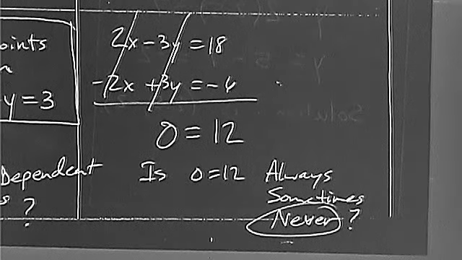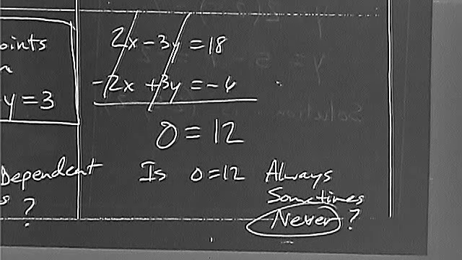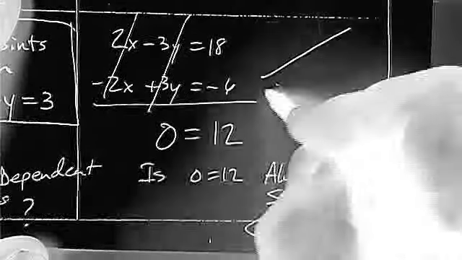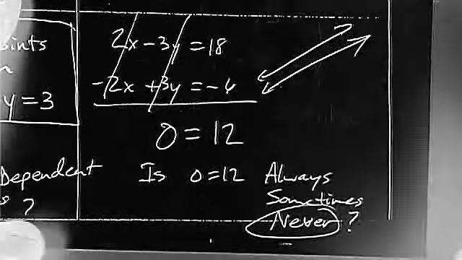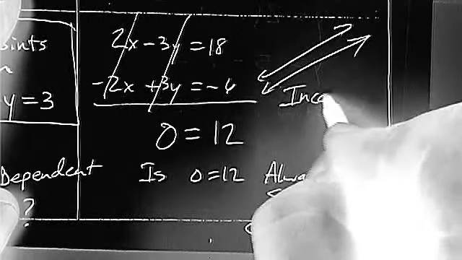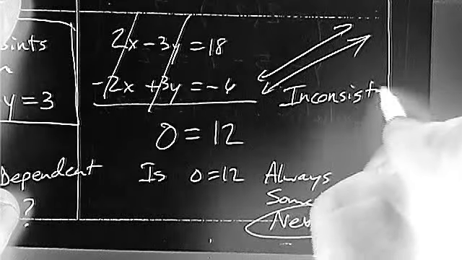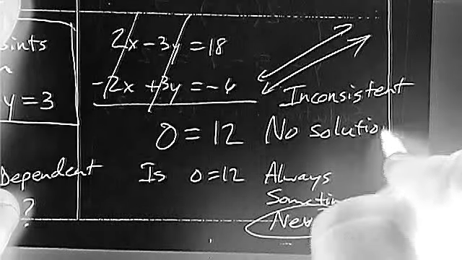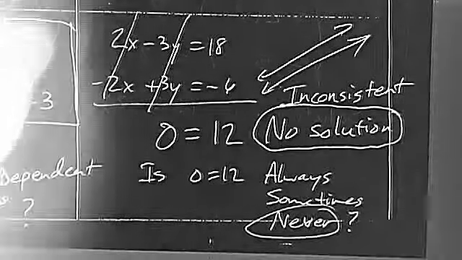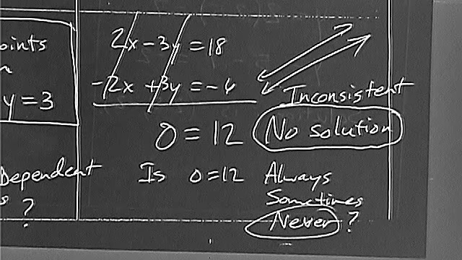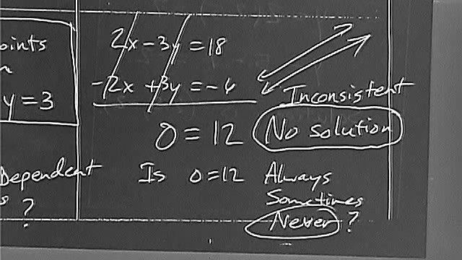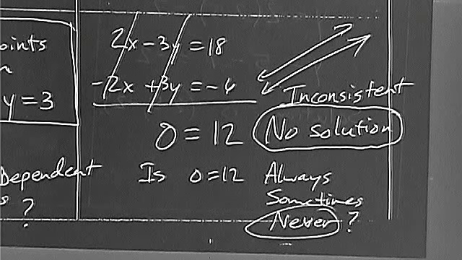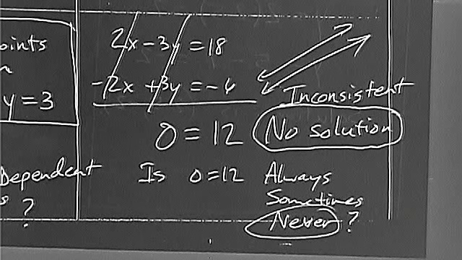So, what does it mean? If it's never true, that means that there's never a solution. That means we're dealing with two parallel lines. That's an inconsistent system. Therefore, there is no solution, right? There is no place where the two lines cross. So, substitution, elimination. Those are the two things you need to be working on in class tomorrow.